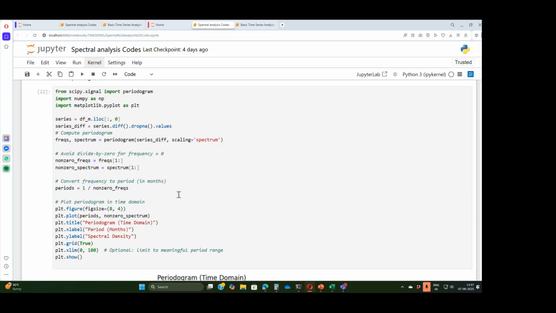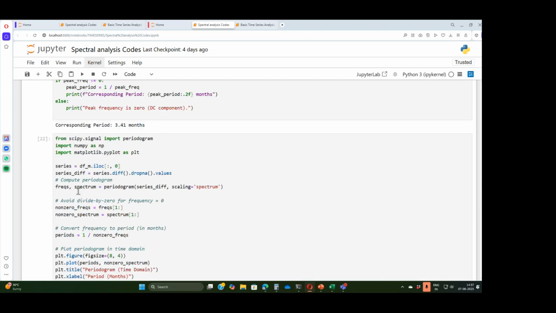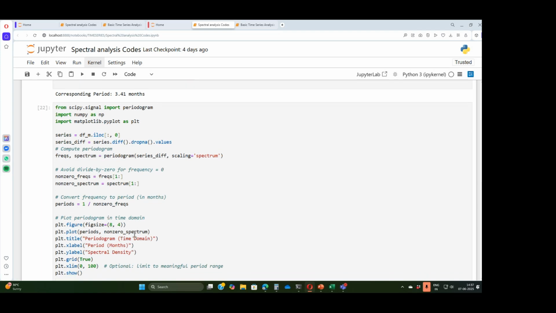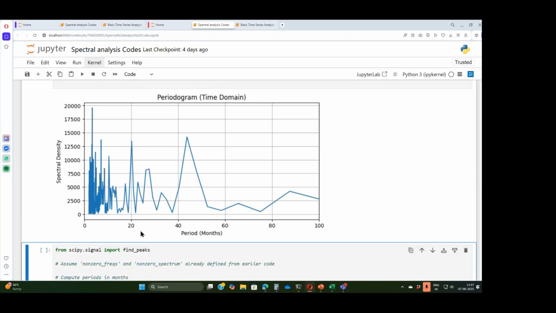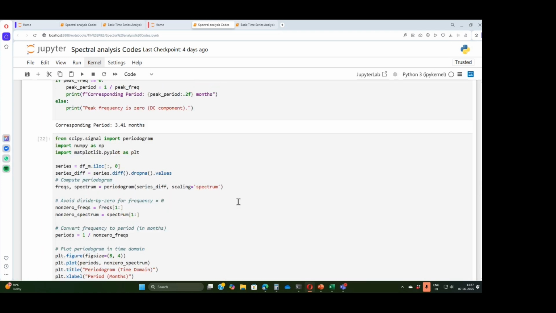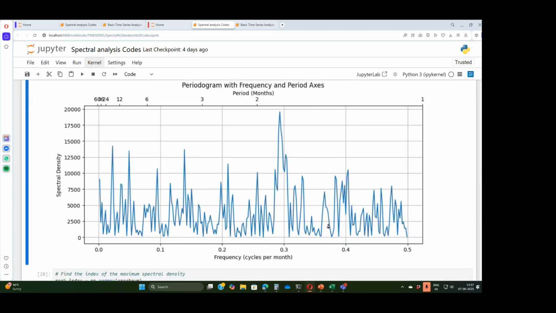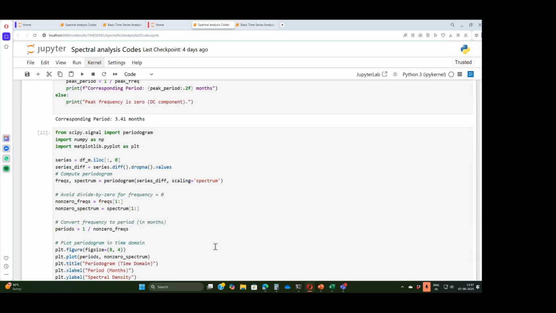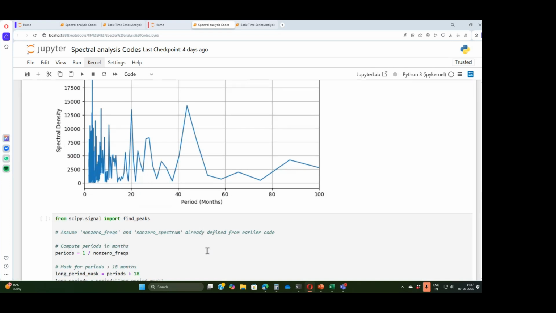And then I asked to convert it into time domain. Now I'm going to convert this frequency into time domain. I use periods, 1 by non-zero frequencies, and then it converts into time domain. And now this is understandable. This is not understandable because it's in frequency domain. So I've converted it into time domain. And now from this, I can straight away make out that the predominant cycle is the one that corresponds to about 41 months. That's good enough for me.